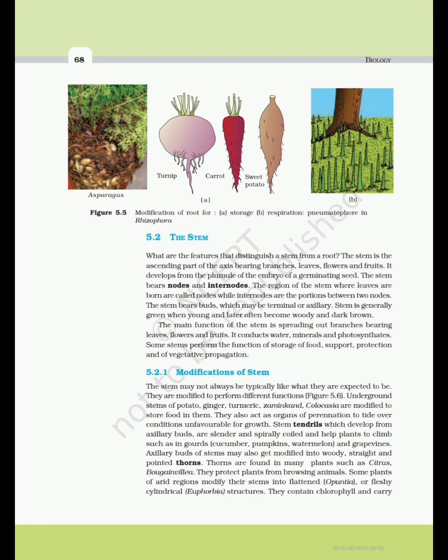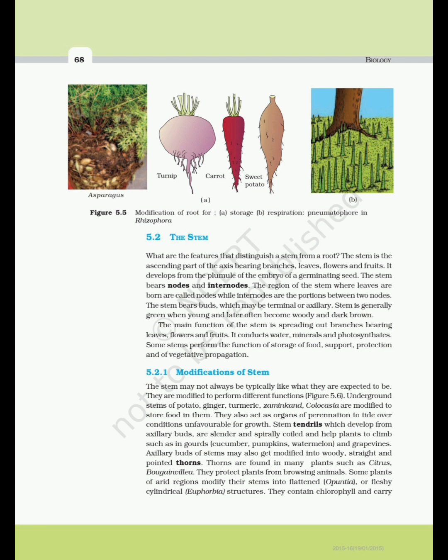Stem is generally green when young and later often becomes woody and dark brown. The main function of the stem is spreading out branches bearing leaves, flowers and fruits. It conducts water, minerals and photosynthates. Some stems perform the function of storage of food, support, protection, and of vegetative propagation. 5.2.1 Modifications of stem. The stem may not always be typically like what it is expected to be. They are modified to perform different functions.